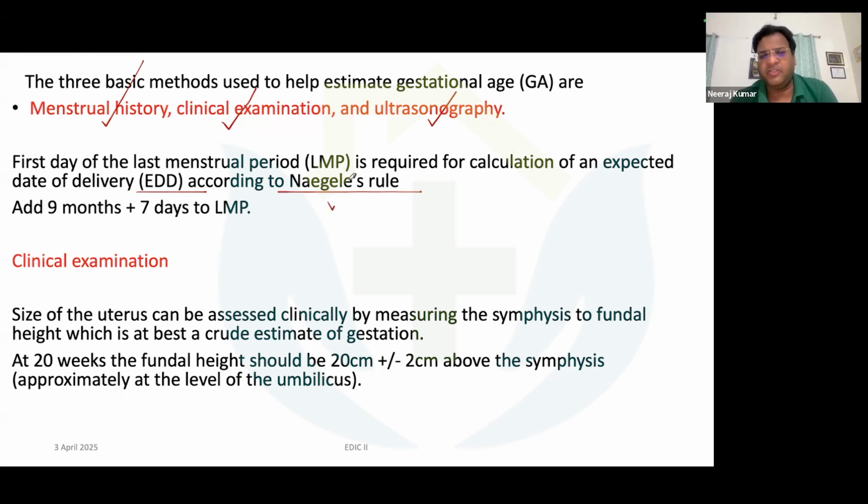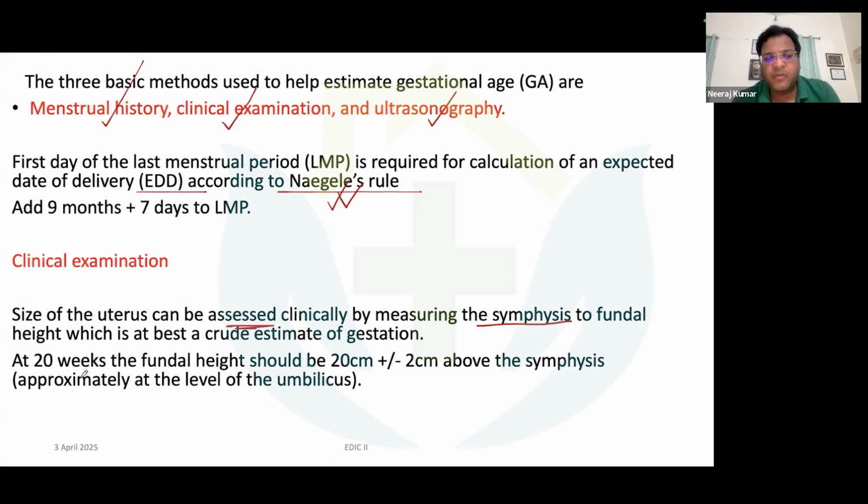So by which you can calculate the total number or expected date of delivery using Naegele's rule. Now coming to the next part, that is your clinical examination. So how can you do that clinical examination? By knowing the size of the uterus. And how will you assess this size of the uterus? By clinically measuring the length from the symphysis to fundal height, which is the best but a crude method of estimation of gestational age. So what does it mean?